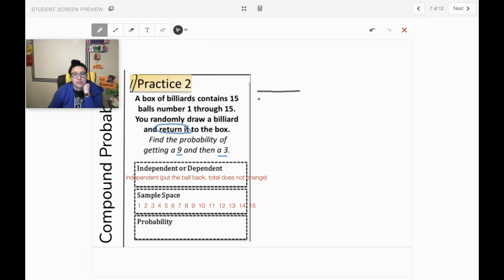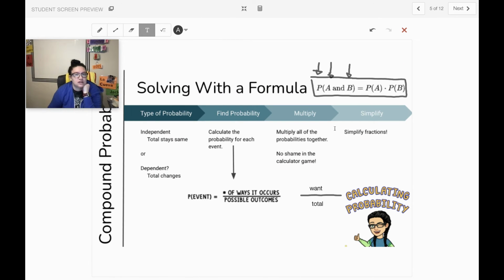So what's the first probability we're trying to find? The probability of getting a 9. And then we need the probability of a 3. Remember, we have to find the probability of each, and then what operation do we do to them? We multiply. If you need to look back, go ahead and look back. Figure out if it's independent or dependent. Calculate the probability for each, and then we're going to have to multiply them together.